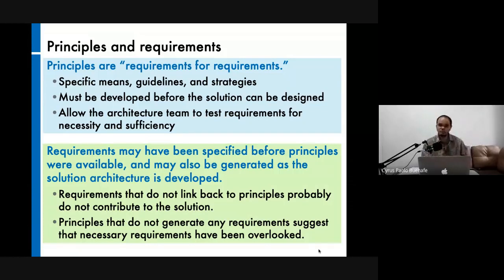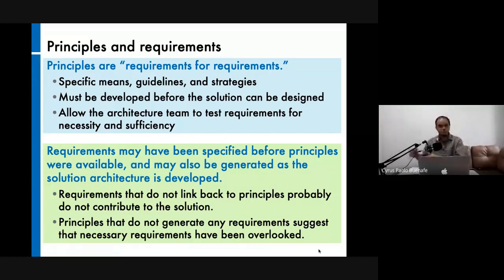So if a goal can be accomplished in maybe 100 ways, for you, you're probably going to look at maybe one or two or three. You don't have to go through all 100. That's the role of principles. And because you've narrowed it down, it allows the architecture team to test requirements for necessity and sufficiency. Now, okay, so those are the principles.